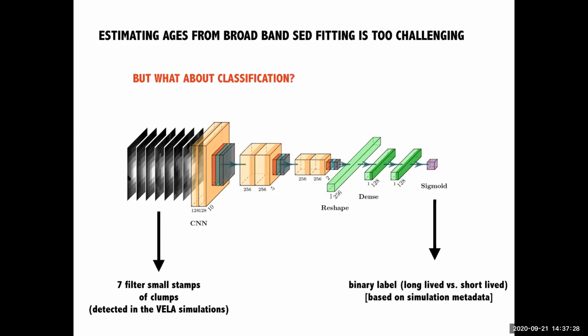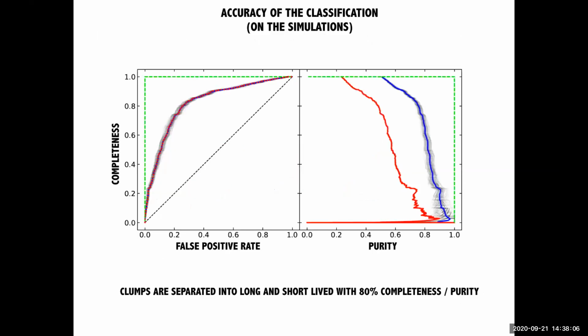What we do is take small stamps around the clump, only the clump, in 7 filters, so it contains the colors, and we feed these to a CNN and ask a very simple classification question: is this clump I'm showing you long-lived or short-lived? Again, this is based on the definition of the simulation. We transform the regression problem of getting the age, which is extremely complicated, into a classification problem, which at the end is putting clumps in boxes, but it's putting a hard limit instead of trying to predict the age and then cutting. It turns out that it works pretty well, at least on the simulation.